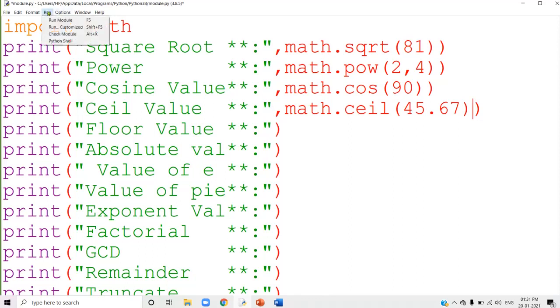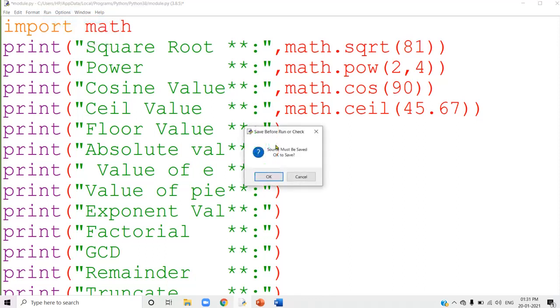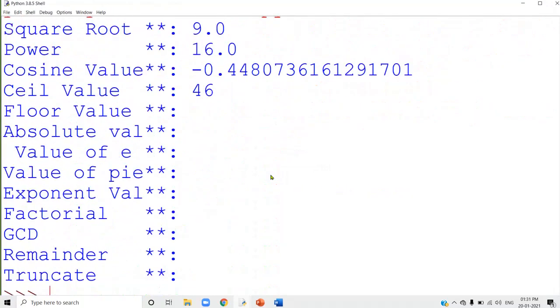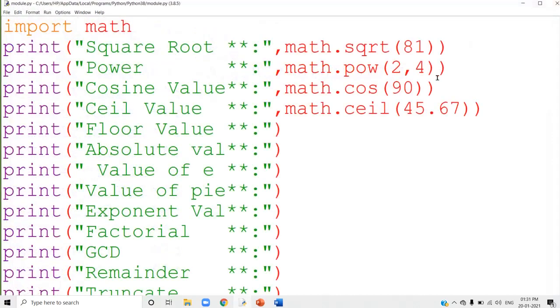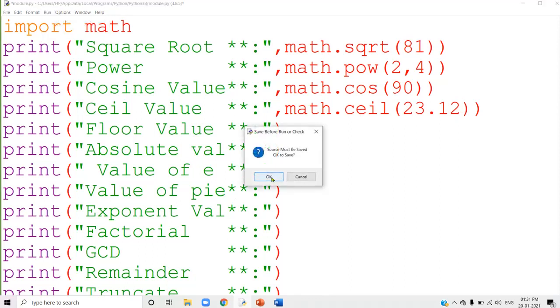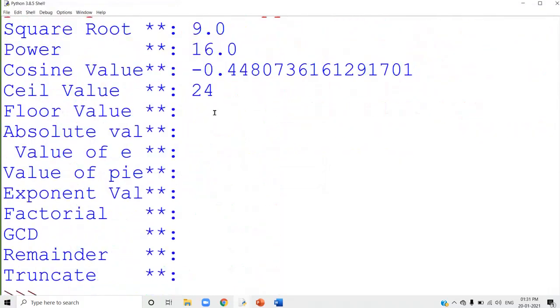Now I'll run the program and see. See the answer. It will be 46. Now I'll change the number. I am going to write it here as 23.12. Can you say which is the smallest integer greater than 23.12? Yes, the answer will be 24. See, your answer will be 24 here. Yes, it is 24. Right?